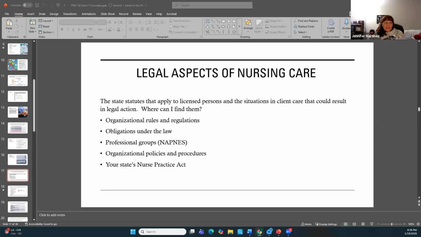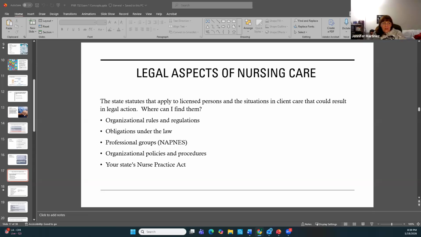Legal aspects of nursing care. So when we look at legal aspects, the state statutes that apply to licensed persons and situations in client care that could result in legal action, where can you find them? So, one, your organizational rules and regulations. Anytime you go and get a job, there are policies and procedures, rules and regulations that you have access to from your employer. Make sure you read through them.